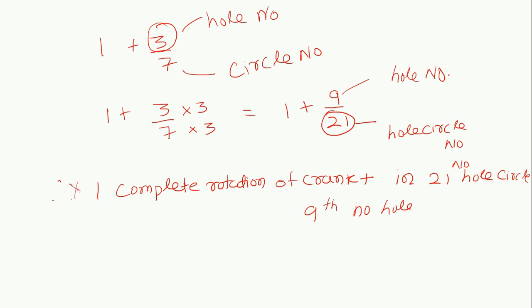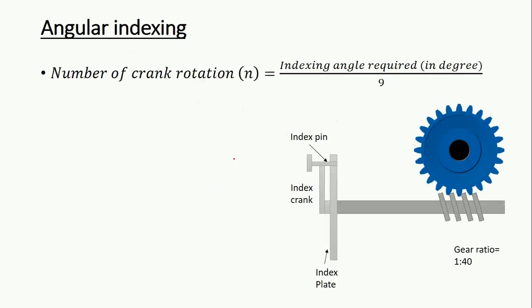After cutting one gear, you have to move one complete rotation of the crank plus this amount, so that we can go for the next gear. Just like that you can completely divide it. If you repeat this process, you can get the 28 number of gears without having any pitch error, without any defect. Okay, this is the angular indexing.